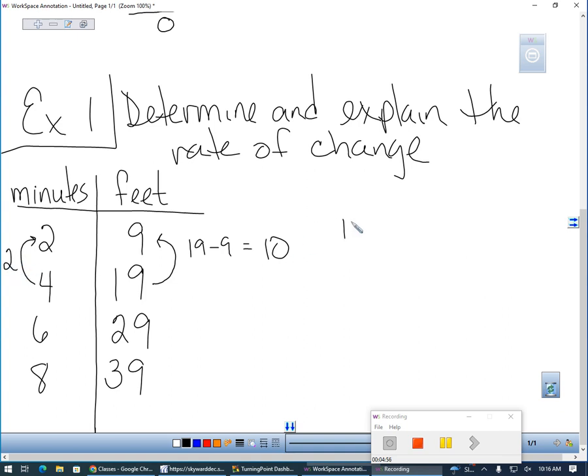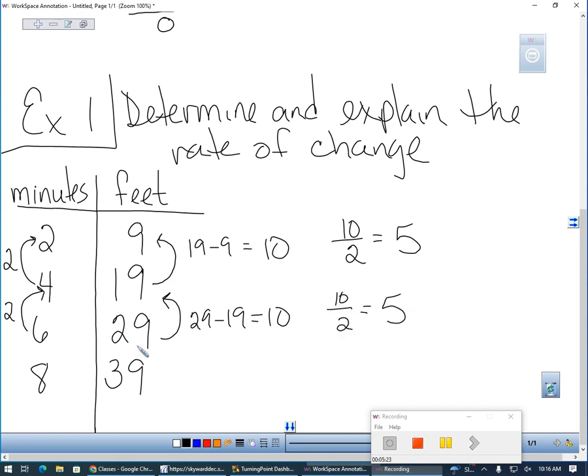So I take the change in y and divide it by the change in x. I get 5. But I have to make sure it matches through the entire table, all right? Or I won't have a slope. So again, I'm going to go 29 minus 19, which is 10. On the left, 6 minus 4 is 2. So I again get 10 divided by 2, or 5. Let's do it one more time. 39 minus 29 is 10, and 8 minus 6 is 2.